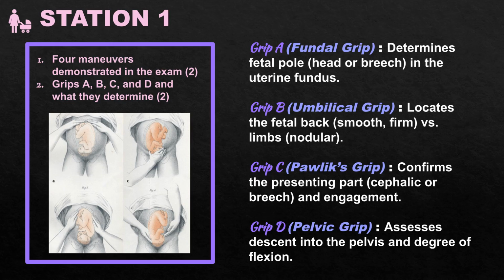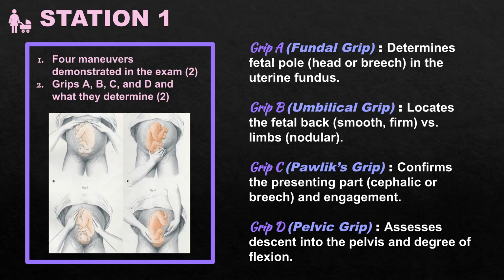Grip A is known as the fundal grip. The examiner palpates the uterine fundus. This helps determine which fetal pole is present in the fundus. A round, firm, palpable structure indicates the fetal head. A softer, irregular mass suggests the breech. This helps determine whether the fetus is in cephalic or breech presentation.